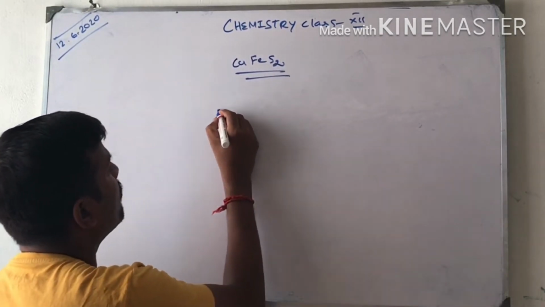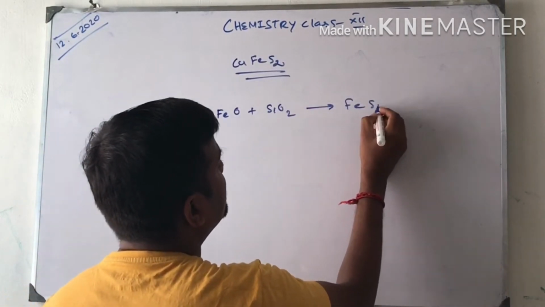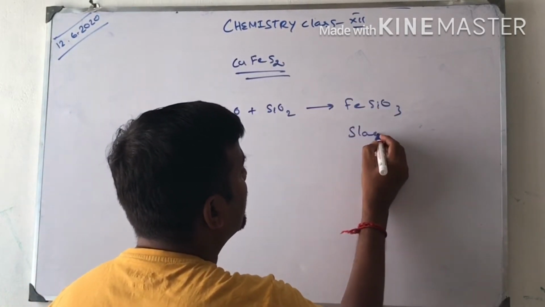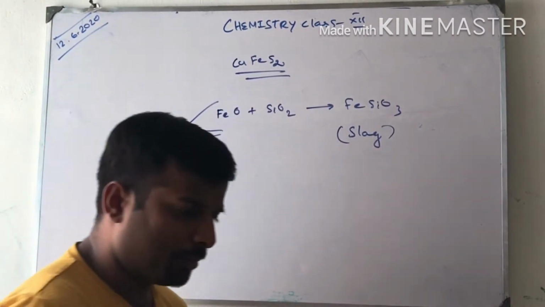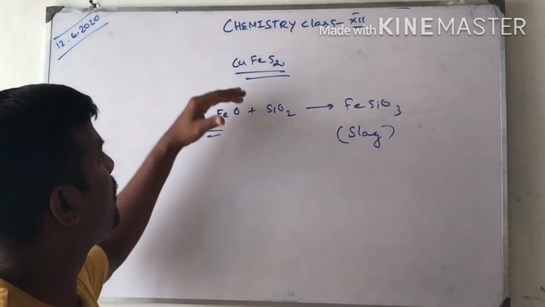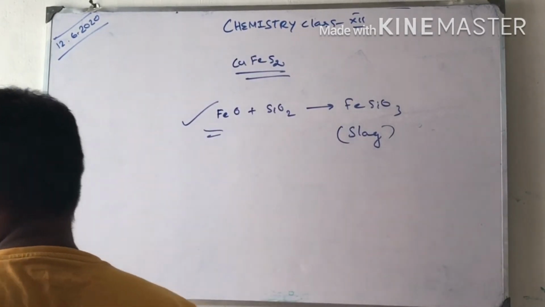See, FeO plus SiO2 gives FeSiO3. This is called slag. So slag is formed from the iron impurities. The slag will be formed and can be removed as solid waste.